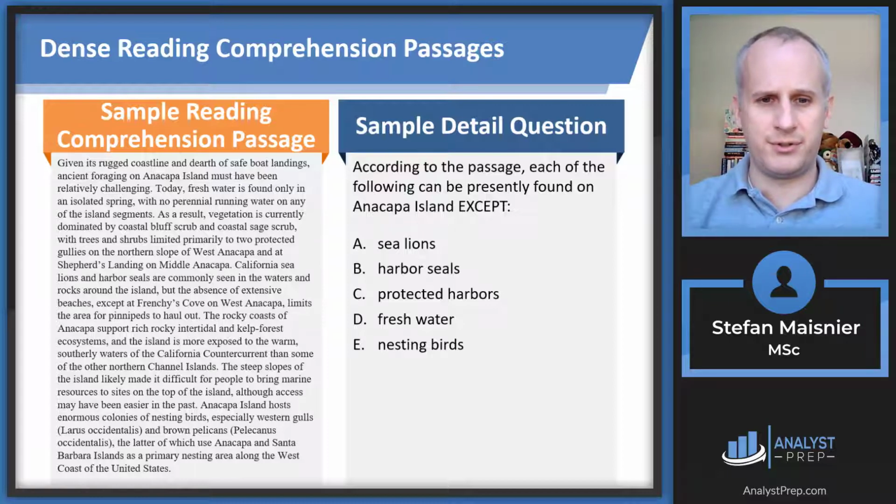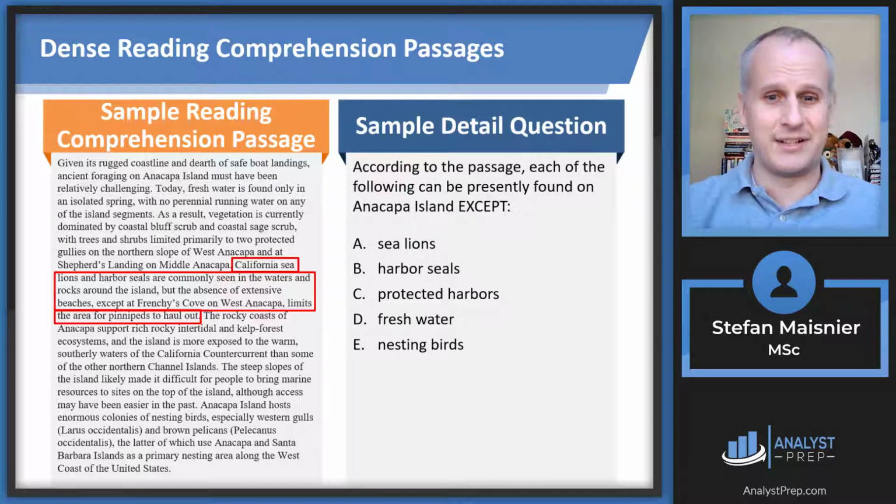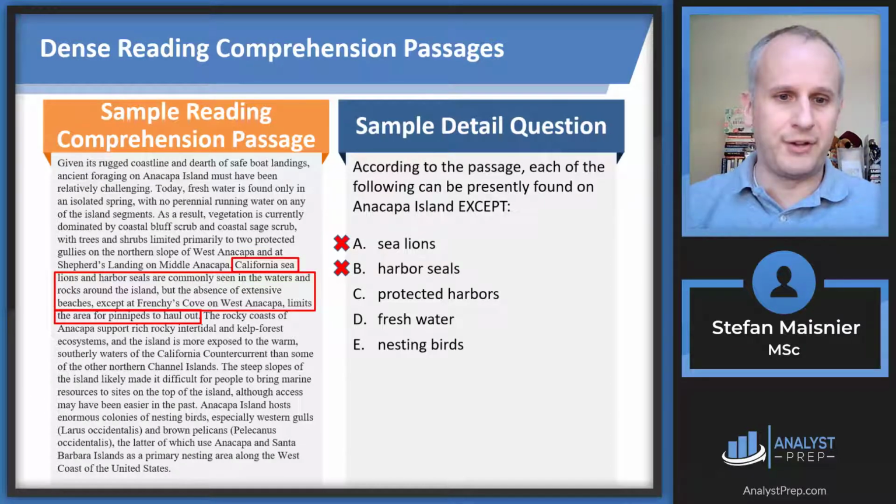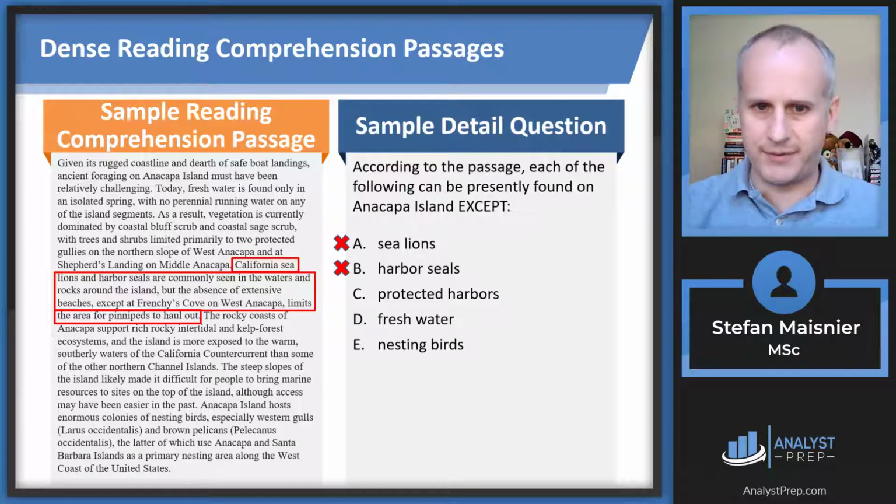So we start with choice A, and we remember where the sea lions are. So it says California sea lions are commonly seen in the waters and rocks around the island, and it's a little bit of a trap. It says the absence of extensive beaches except at Frenchie's Cove on West AI. So sea lions are there. We also see that harbor seals are there as well. So it talks about both sets.